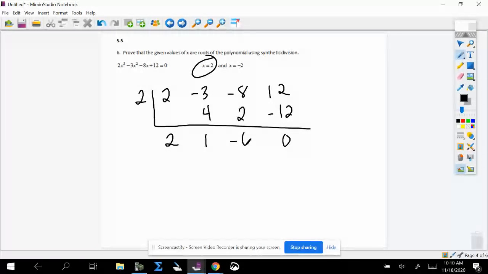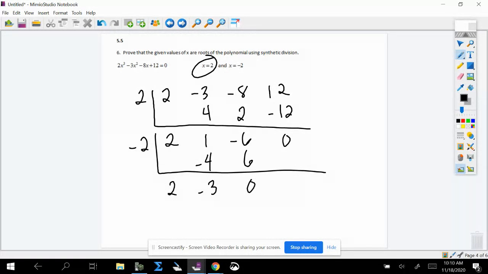Now I'm going to do the same thing for -2. I do not need to start over. I can just pick up where I left off. So I'm going to drop down, multiply, add, multiply, add. Your proof is getting zeros as your remainders, and that proves it. You can also visually prove this by looking at a graph of the polynomial.